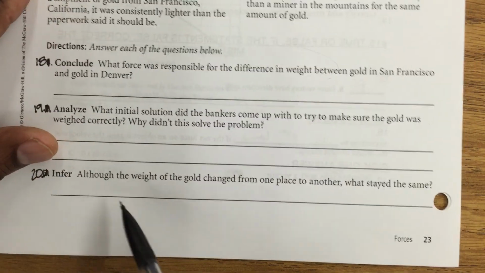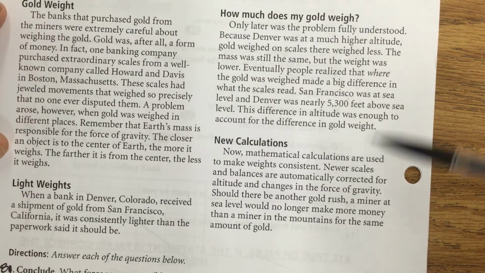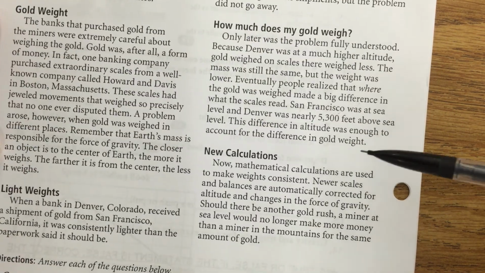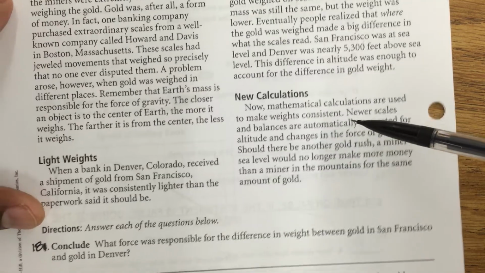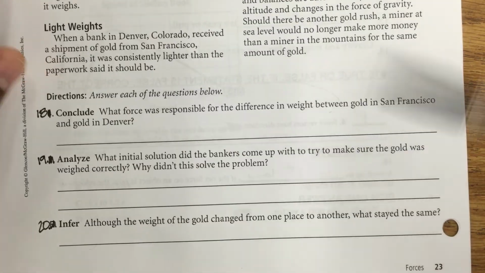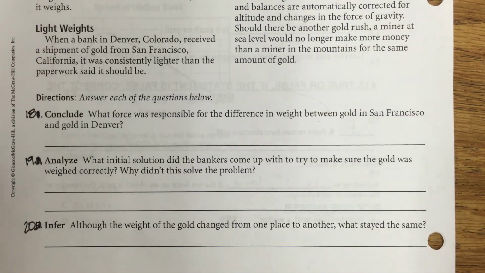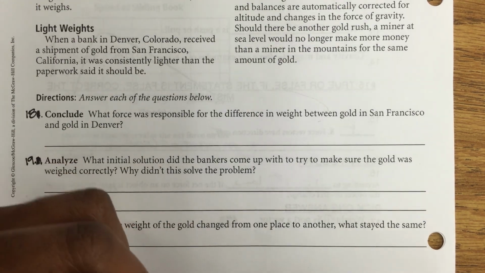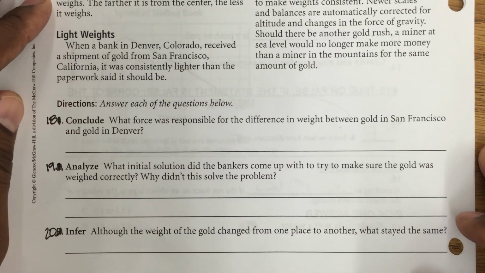And it says although the weight of the gold changed from place to place, what stayed the same. It tells you up here, if you keep reading, that the mass is always the same because mass does not change depending on your location, but weight does. So if you didn't get any of that because I went too fast, go back, rewind, do what you need to do, but correct your answers so that you know why you missed them.